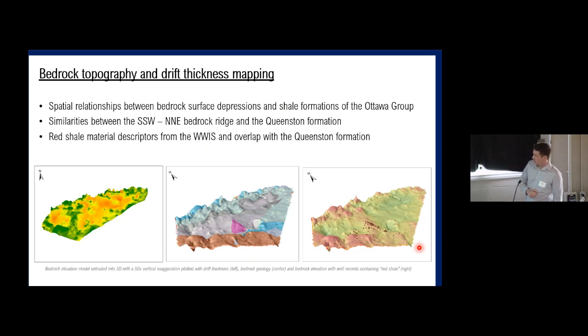It's the only area that it's known to outcrop in Eastern Ontario. And you can also see that that coincides quite nicely with the bedrock ridge, which you can see in the leftmost, which is drift thickness, that green area that's thin drift. Running a quick query as well to look at all of those well records that were retained for red shale, which is a very characteristic feature of the Queenston Formation, you can see that those plot very nicely in that area with the Queenston Formation as well.